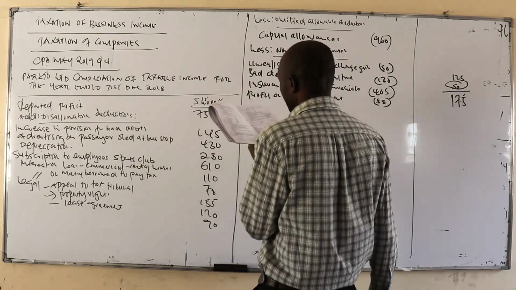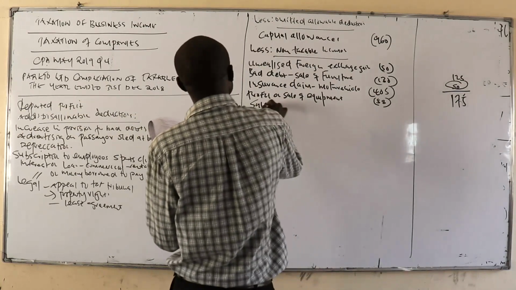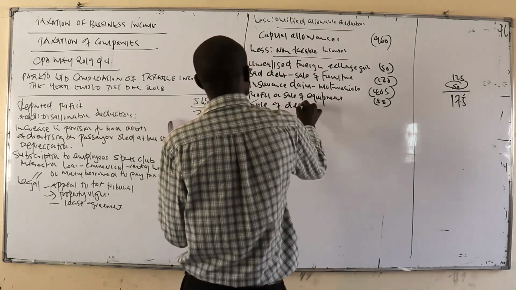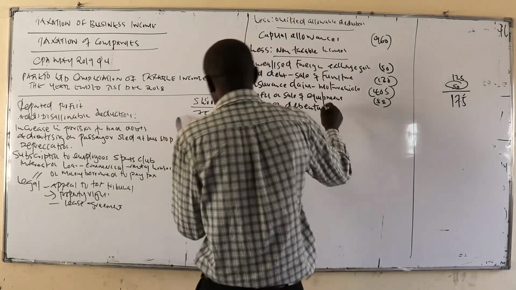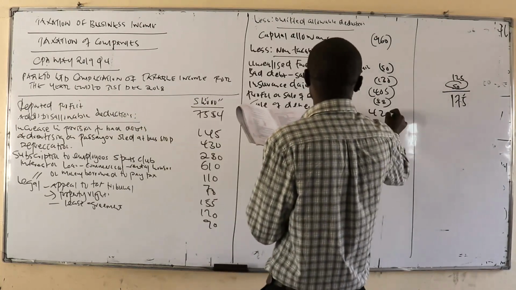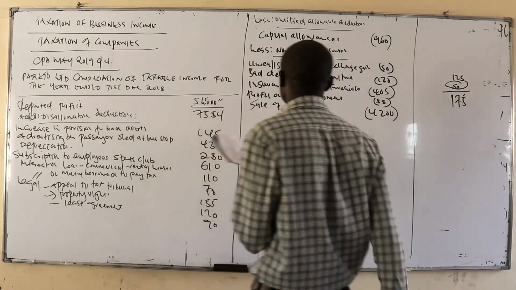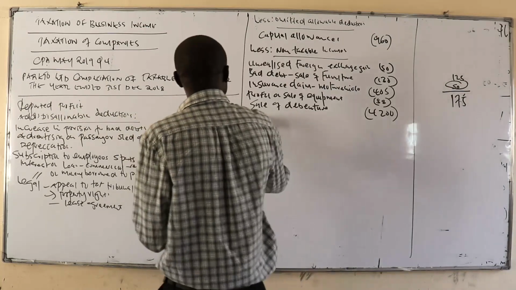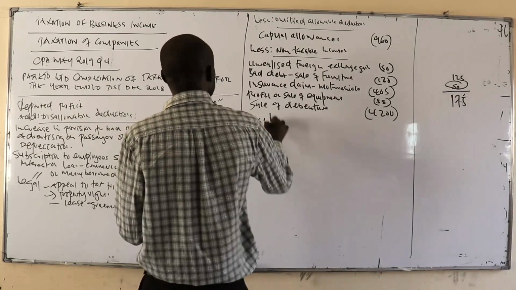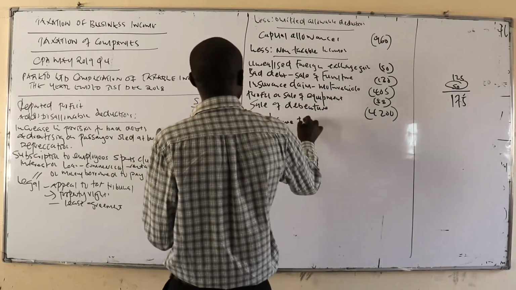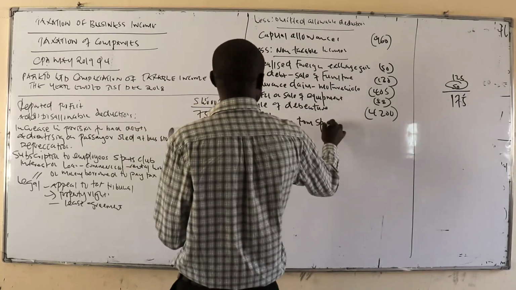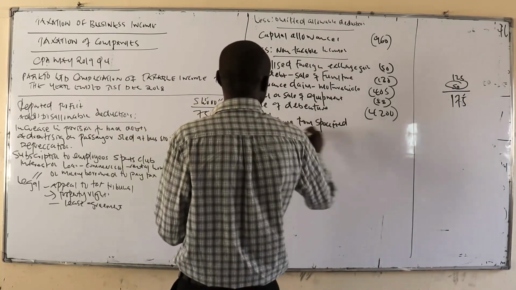And then sale of debenture, that is non-taxable. A debenture is a loan. So when you acquire a loan, that is not taxable income. So 4,200, you deduct that one. And then you less income from specified sources.